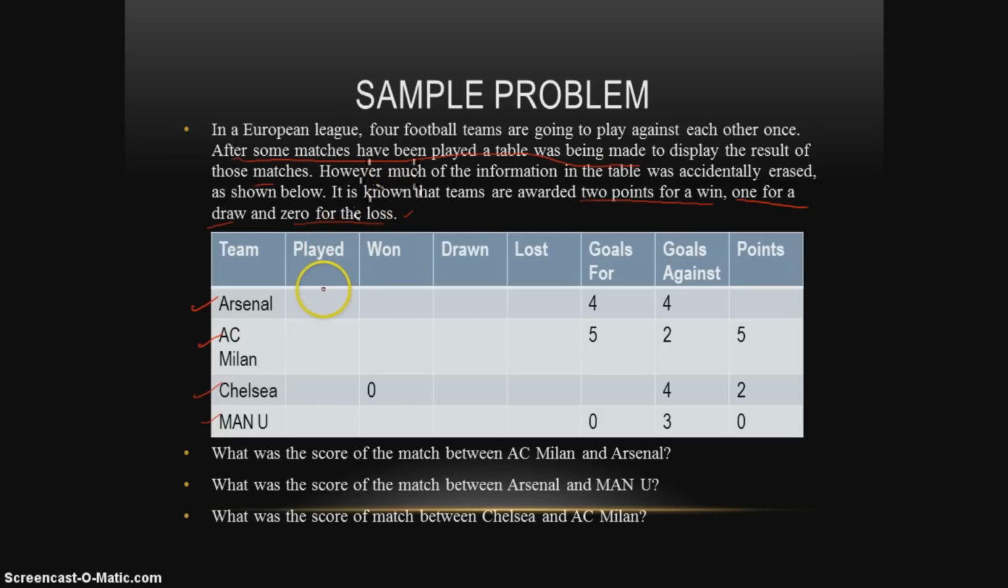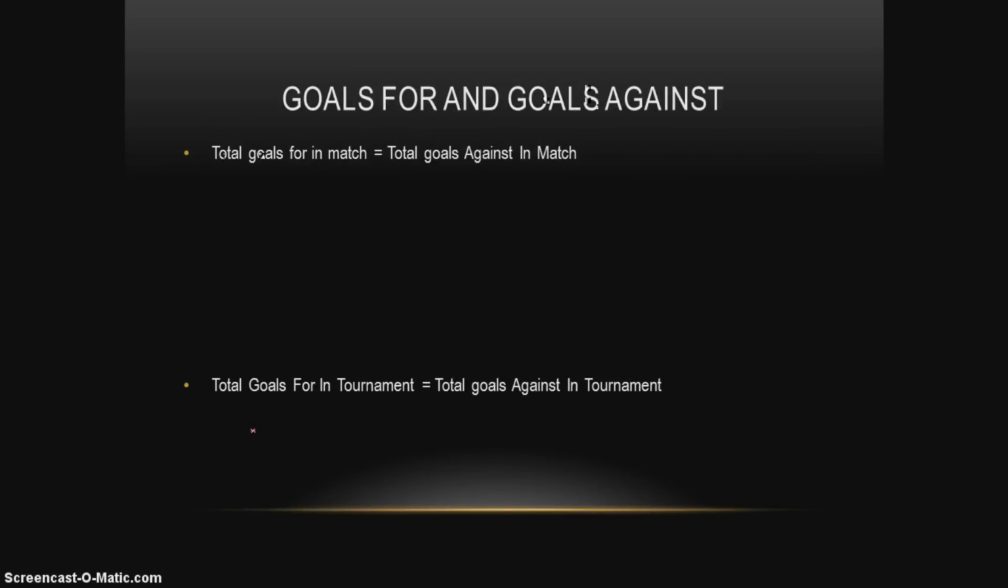And based on this data and this table, we have to solve the following problems. What was the score of the match between AC Milan and Arsenal? What was the score of the match between Arsenal and Man U? And what was the score of the match between Chelsea and AC Milan? So before attempting to solve this problem, let's understand a few basic things.